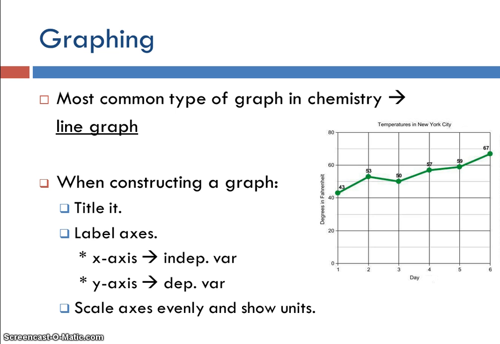Don't forget to label both of your axes with not only a label but also a unit. So if you have some kind of numbers on the axes, you need to show what those numbers are showing you. For example, on the y-axis for this graph, it says degrees in Fahrenheit. The x-axis is always going to have your independent variable, and the y-axis will always have your dependent variable. And don't forget to scale them evenly and show those units.